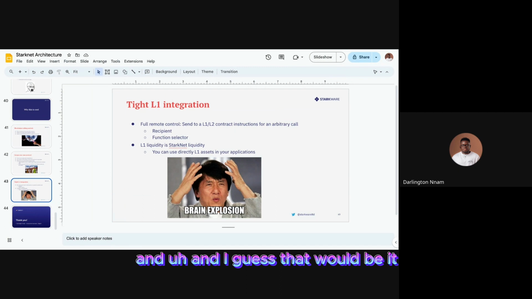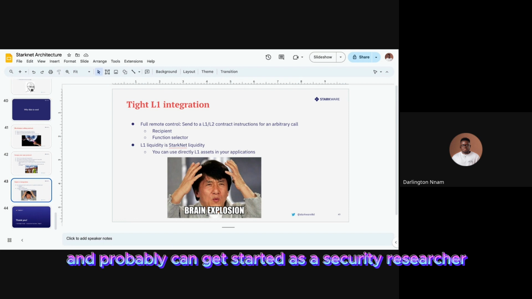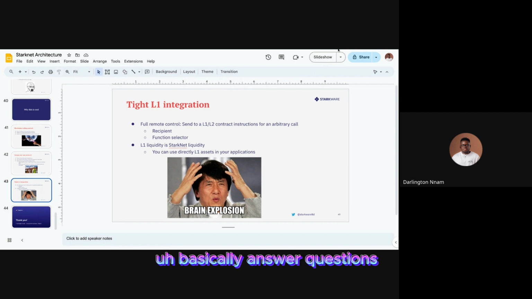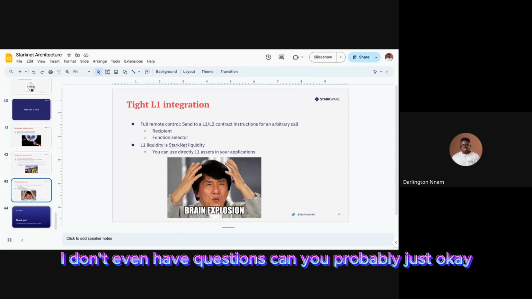And I guess that would be it for this particular session. We were also supposed to start with an introduction to security, looking into common security vulnerabilities on Starknet, so that you can get started as a security researcher. But we're going to continue that in our next class. Before we go, let's take the remaining time to answer questions. I don't know if you have questions.